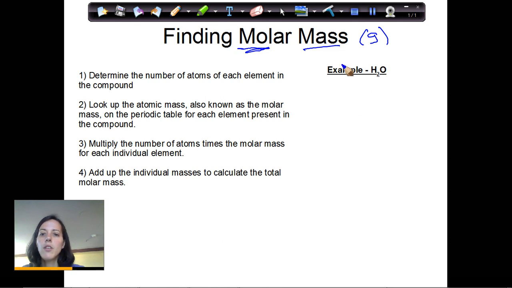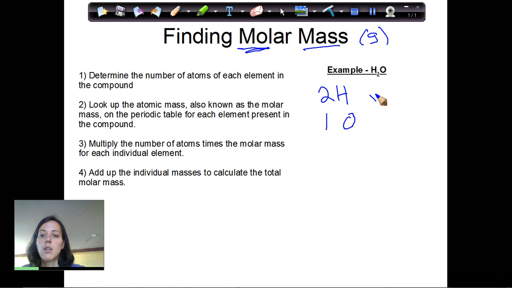So if we wanted to figure out what the molar mass of water is, we need to look up the mass of hydrogen, multiply it times 2 because there are 2 atoms in each molecule of water, and then add it to the mass of oxygen. So we have 2 hydrogens, and we have 1 oxygen.